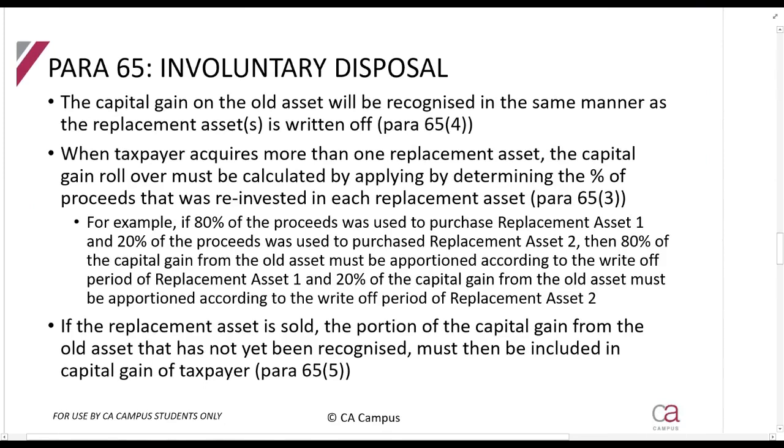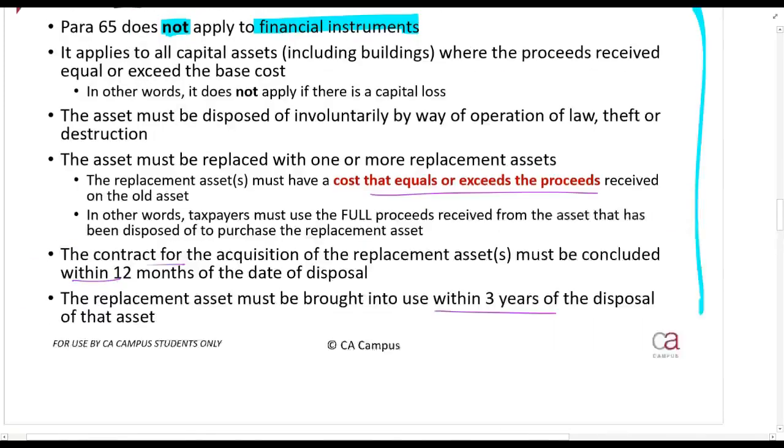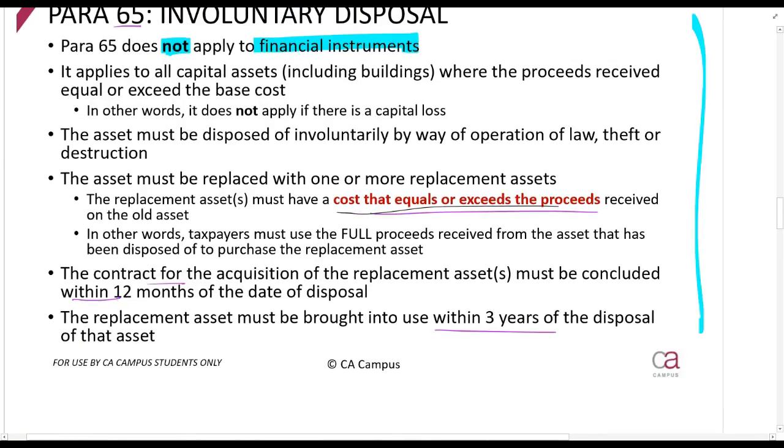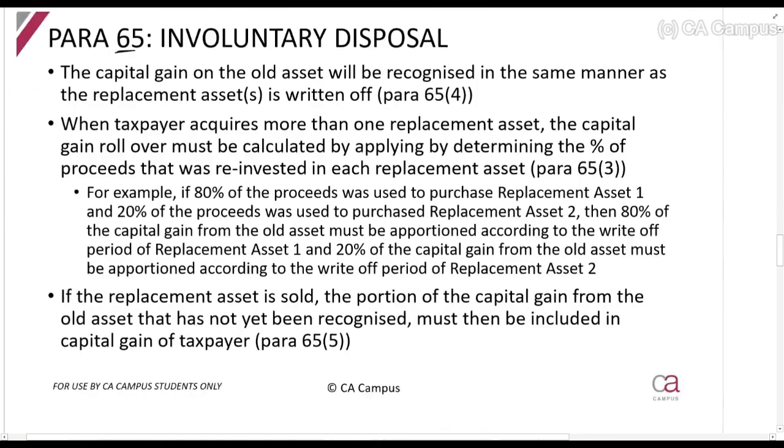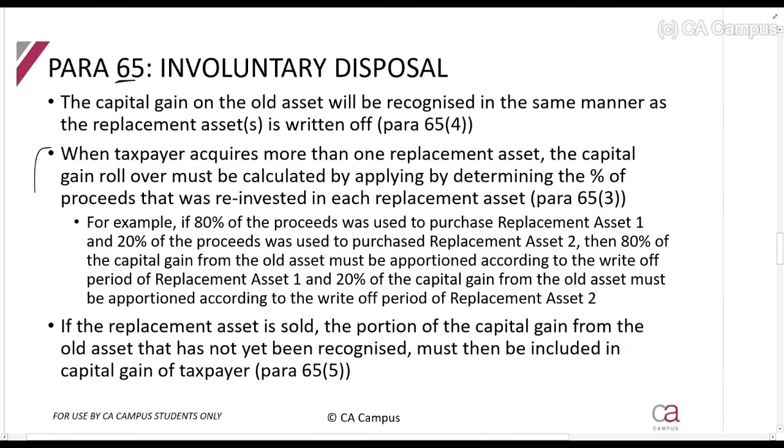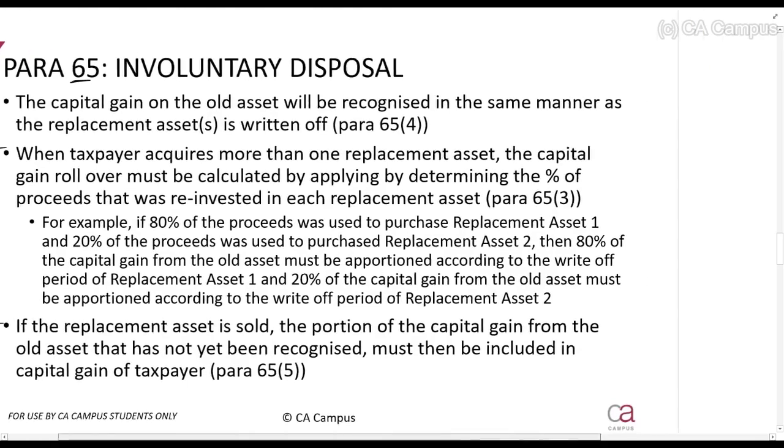Right, the next concept here, and this is all I'm saying now, paragraph 65, guys, all of this is the same for paragraph 66, you'll see. So the first concept we've now got here is that the new asset must have a cost that equals or exceeds the proceeds. It must be signed, the contract, within 12 months, and the actual asset must be brought into use within 3 years. Next concept here, this is a bit more rare to see, is what happens if I replace it with two assets.